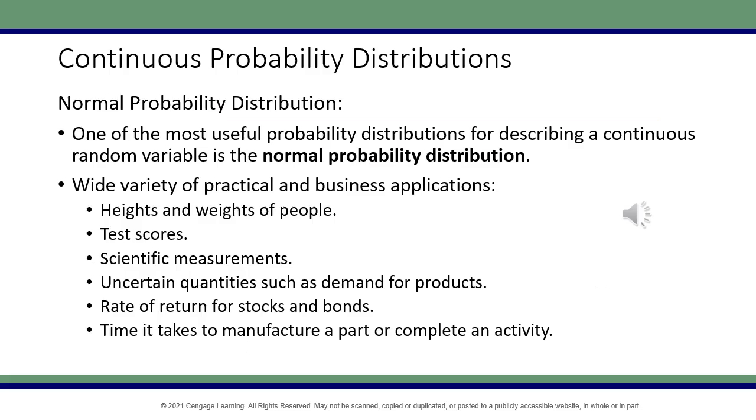Now, let's move on to one of the most important and widely used probability distributions: the normal probability distribution. The normal distribution, often referred to as the bell curve due to its shape, has a wide variety of practical and business applications. It's used to model phenomena such as heights and weights of people, test scores, scientific measurements, uncertain quantities like product demand, rate of return for stocks and bonds, time required to manufacture a part or complete an activity. Its versatility makes it a crucial tool in business analytics and many other fields.